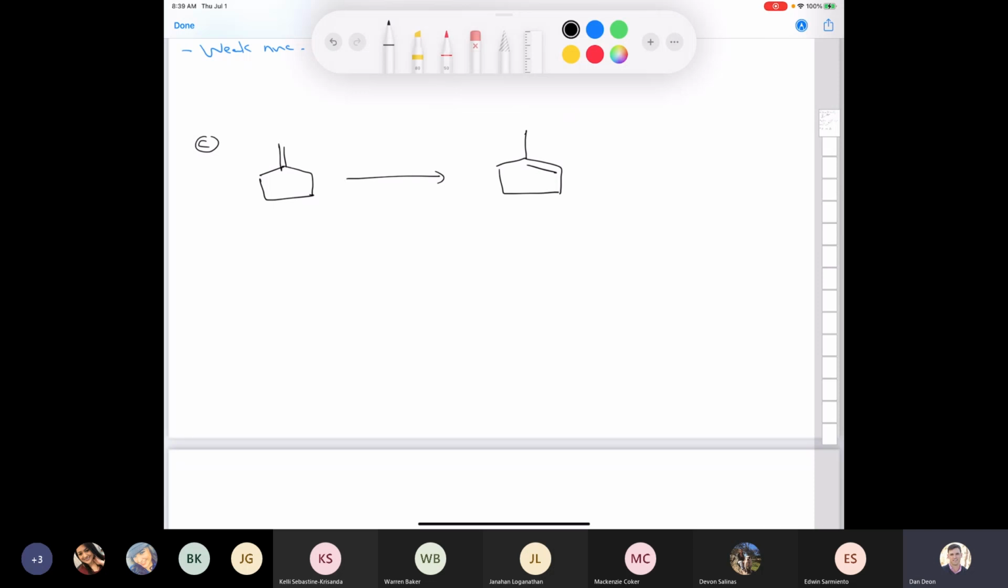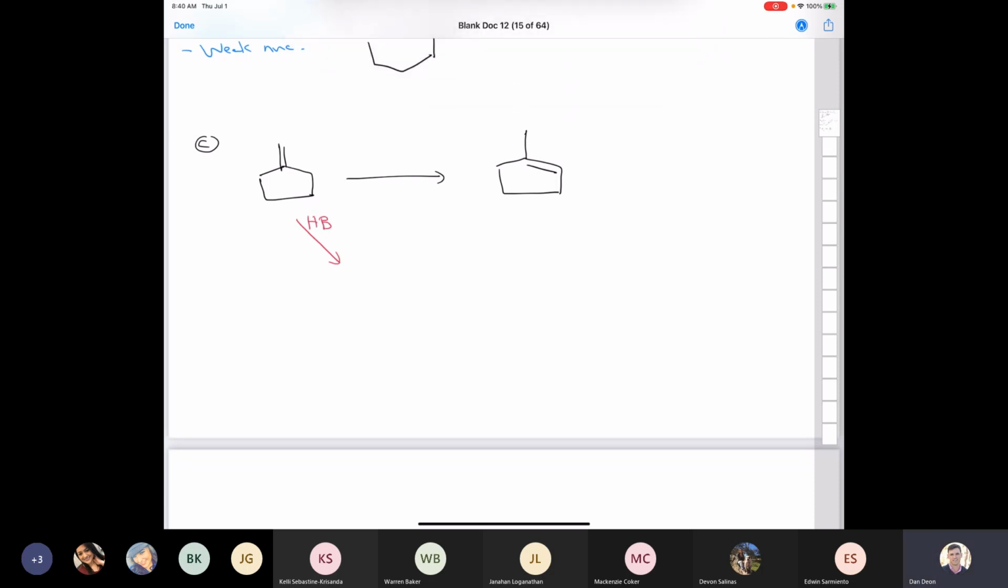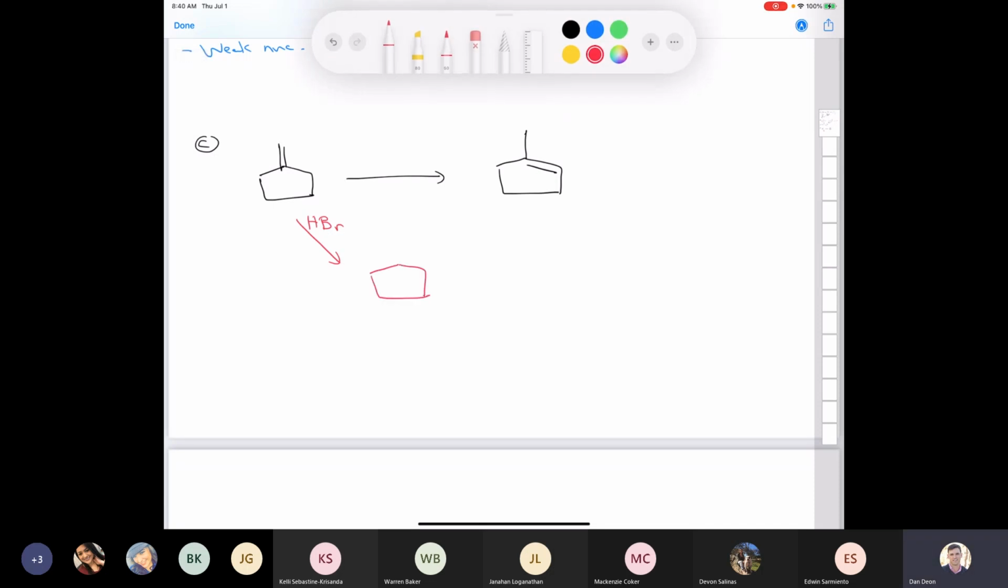Okay, somebody says HBr. Let's run with it. I like the way you think. Let's do that. We're going to throw in some HBr, just going to do a Markovnikov addition. And there we go. So that would give us the bromine here. Perfect. And then if we want to do the elimination to make the Zaitsev alkene, what would we do?